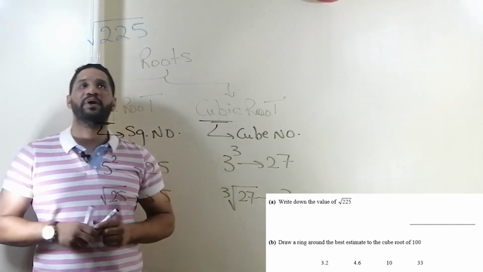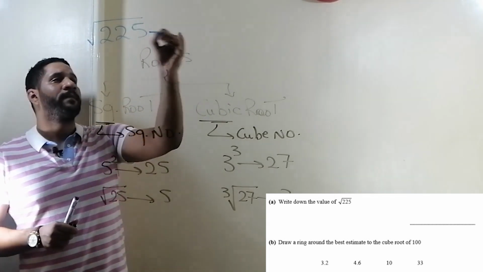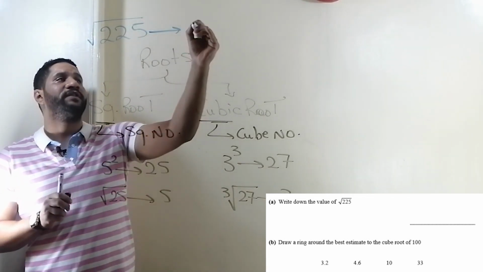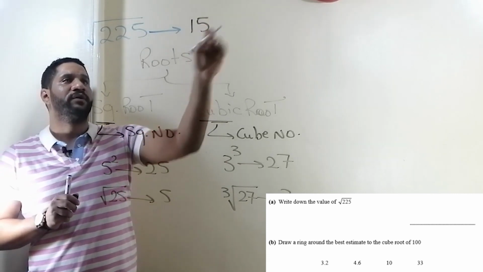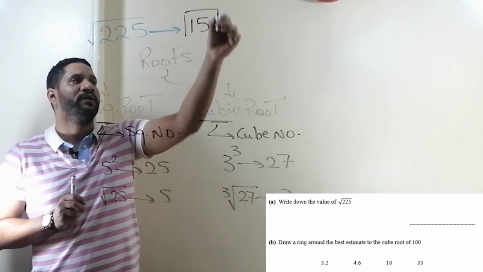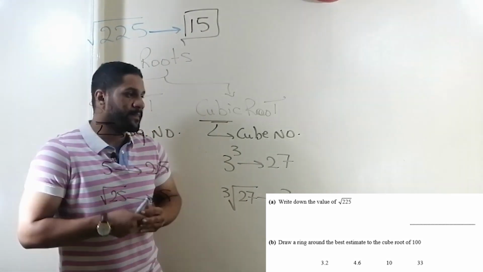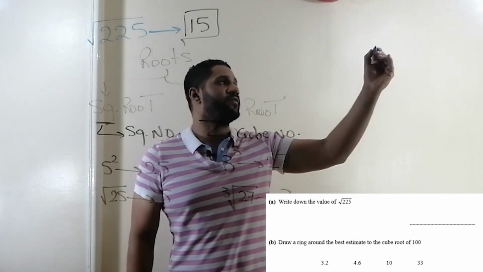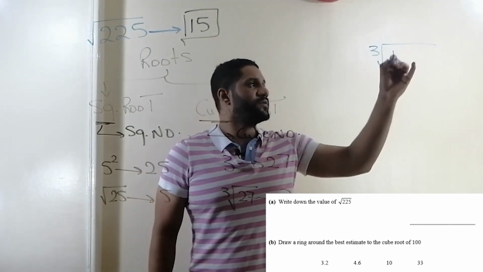So as the answer of the square root of 225, if you memorize the square numbers, you will know that 15 power 2 gives 225, so the square root of 225 will give me this 15. Number B, he is asking me to estimate the cube root of 100.